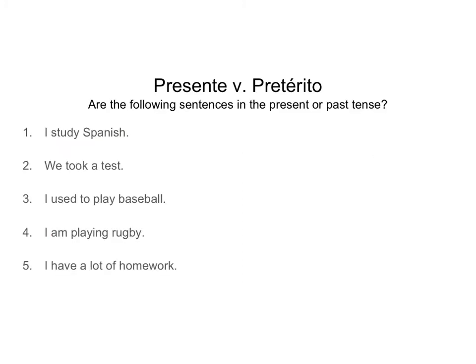So take a look at these 5 sentences here, pause the video, and in your notebook, write down next to each sentence whether the sentence happens in the present or in the past tense in English. So present or past.